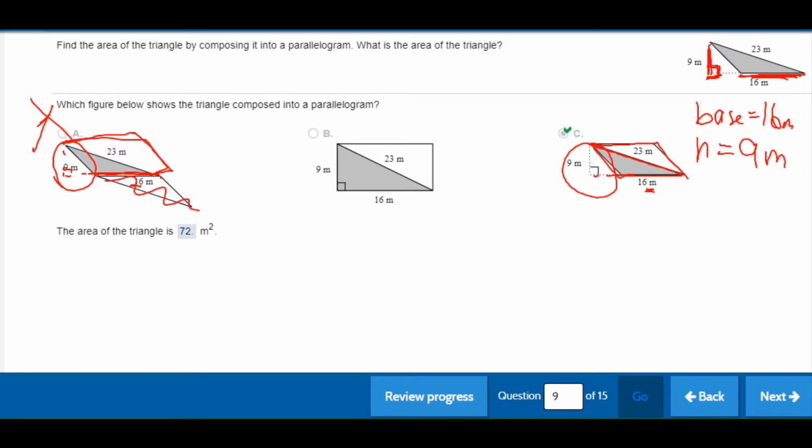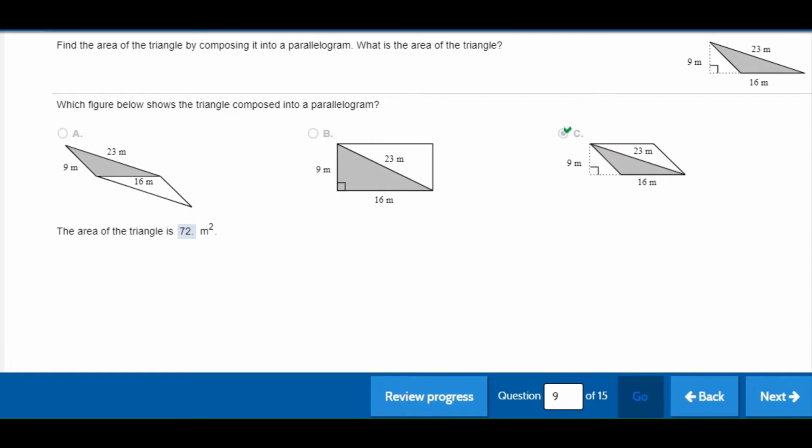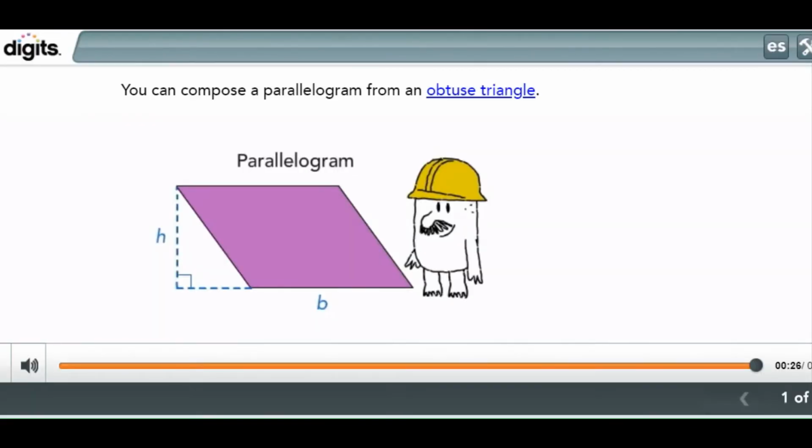Now, why does an obtuse triangle form a parallelogram? Here is the reason for that. So let's watch this.